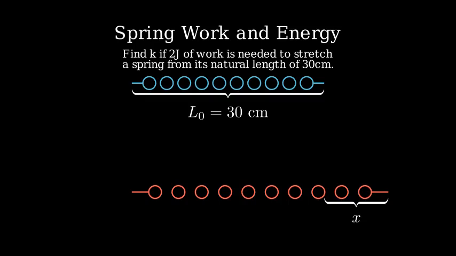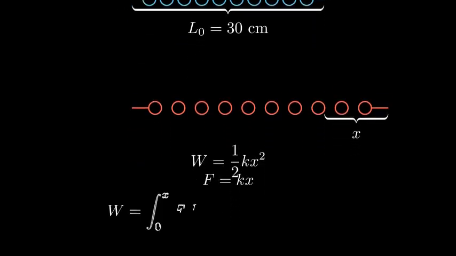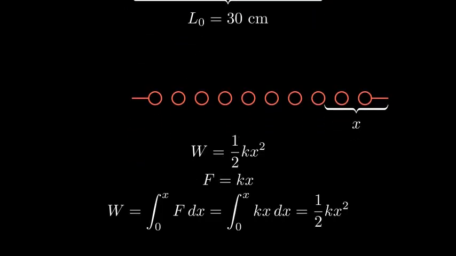For a spring, the work done is related to the spring constant K and the displacement x by the equation: work equals 1/2 kx squared. This comes from integrating the force F equals kx over the displacement.